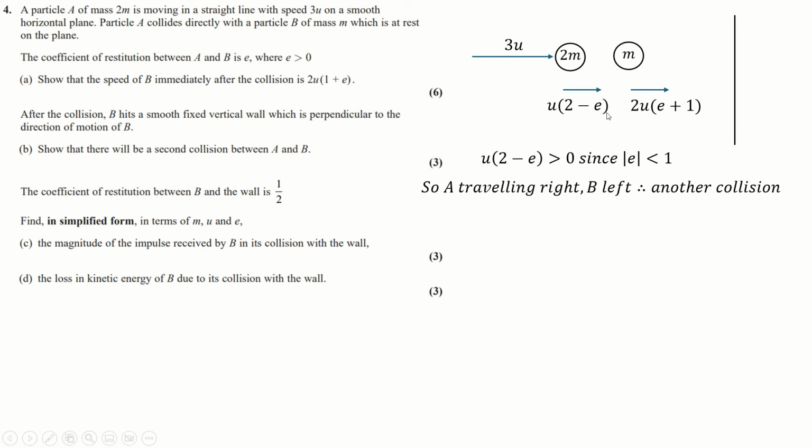So therefore, this thing is traveling to the right, this thing is traveling to the left. So there's going to be another collision. So pretty trivial once you've worked out this one as well. So just a good rule of thumb is even if they only ask you for one, just work out both before you get to the rest of the question.